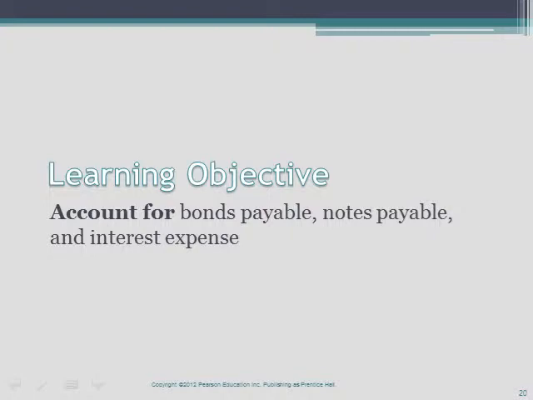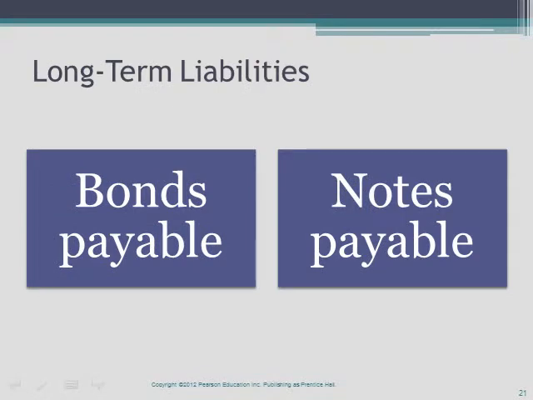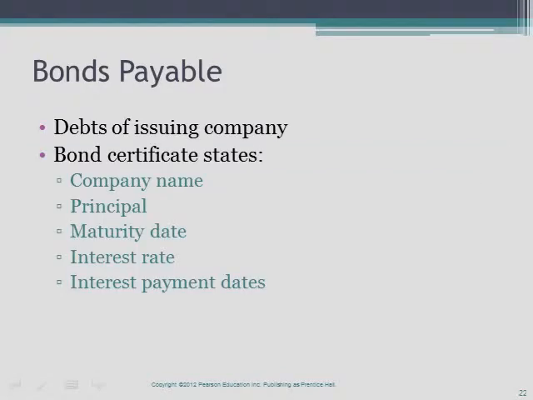And so next we want to account for bonds payable, notes payable, and interest expense. We now move on to long-term liabilities, which are bonds payable and notes payable. Each bond payable is in effect a note payable. Bonds payable are debts of the issuing company.